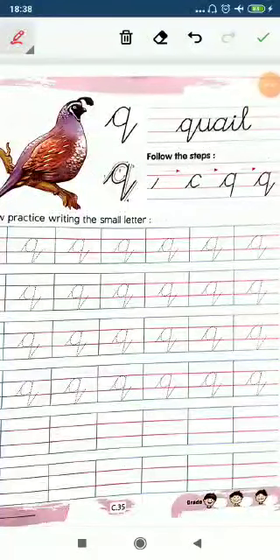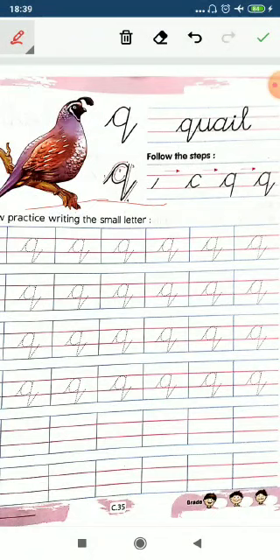Children, I am back again with new letter Q. Q for quill. Q for quill, and quill is a bird. Quill kya hai? Ek bird hai. Okay, understood?